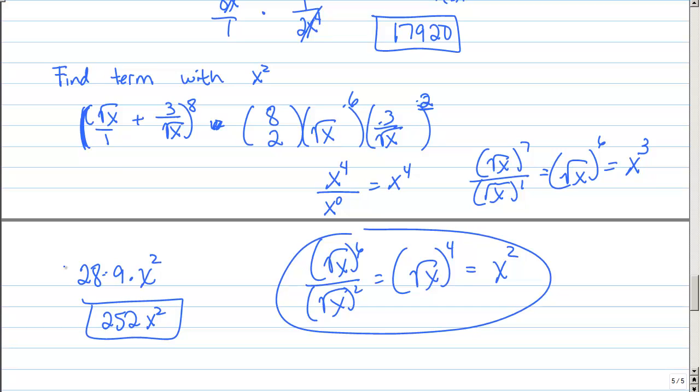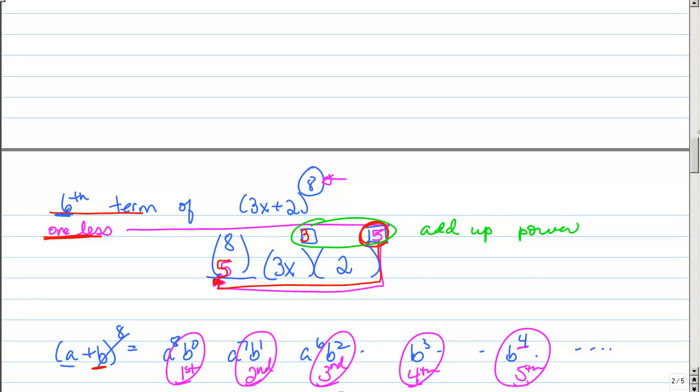So I could have just asked you what's the coefficient of x squared, or I could ask you what the term is with x squared. So as you go through your homework, just think about the patterns, what you can do with powers of x's, and again that relationship between the combinations and those exponents.